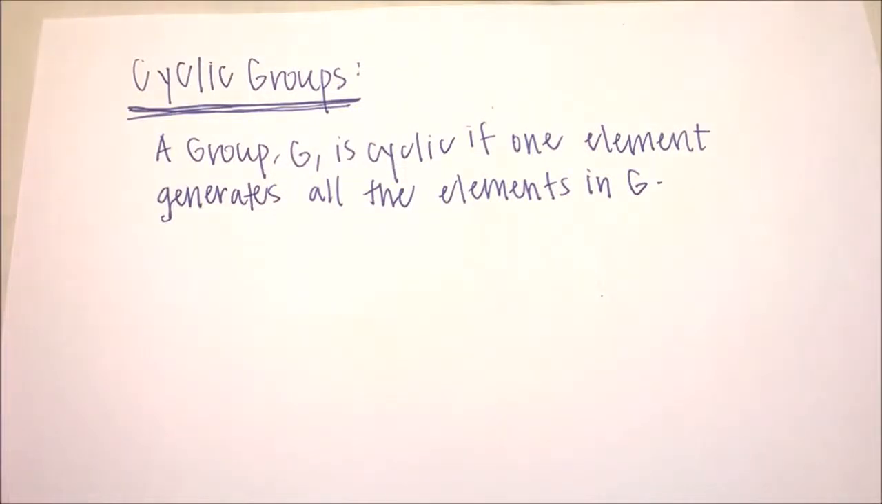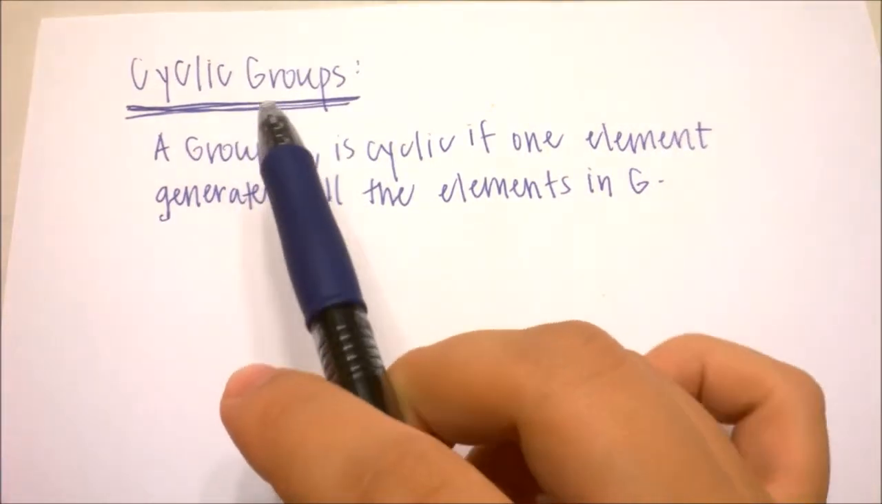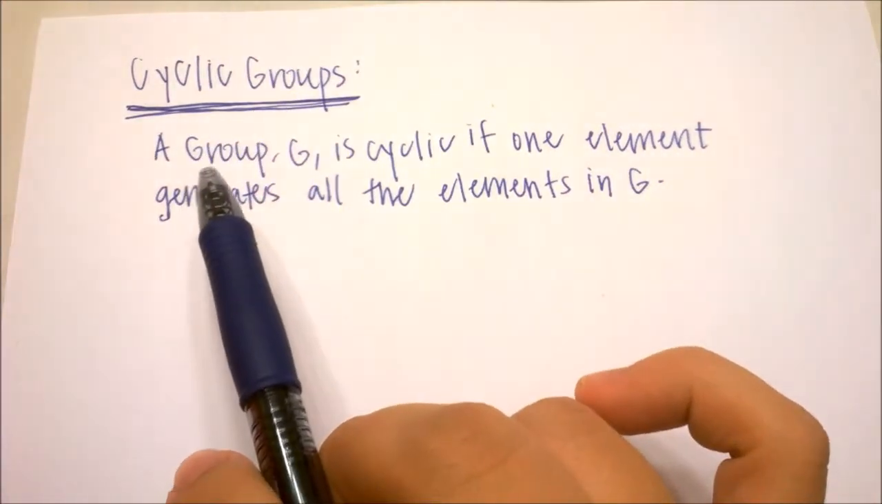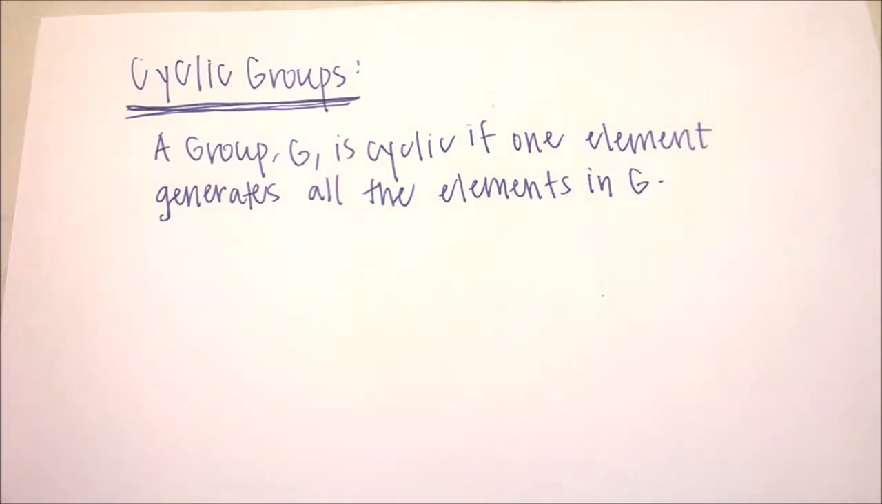So in this video, I wanted to talk about something we come across in abstract algebra called cyclic groups. Previously, we learned that a set G combined with an operation is a group if it's associative under the operation, closed under the operation, it contains the identity, and all of the elements have inverses.